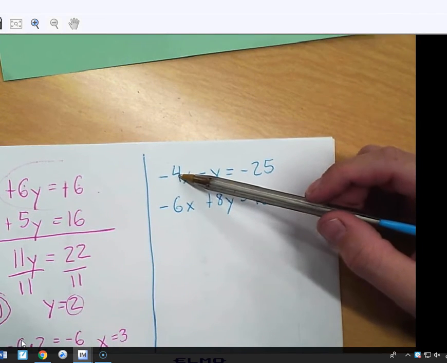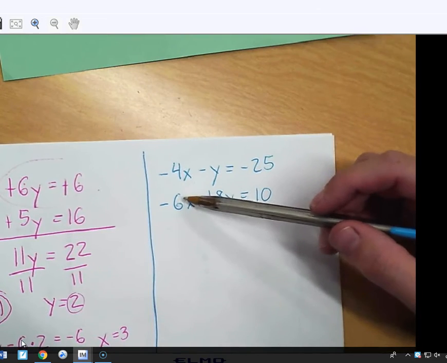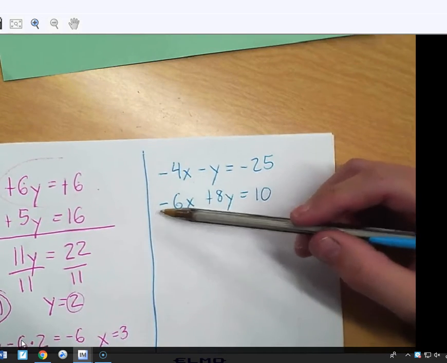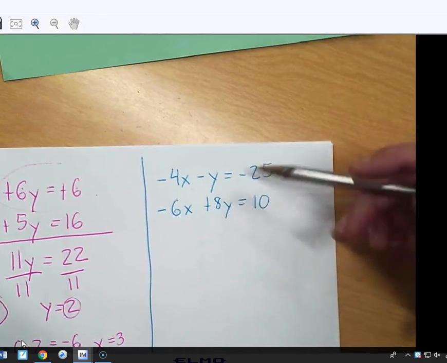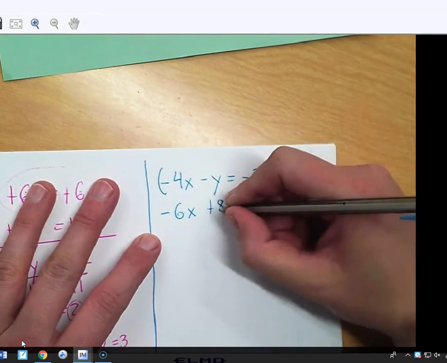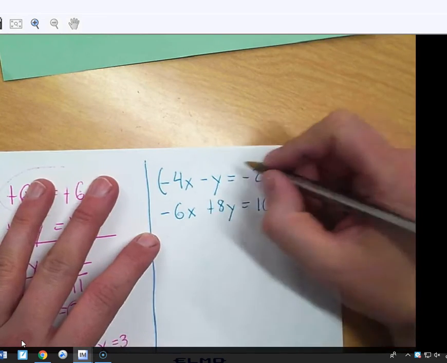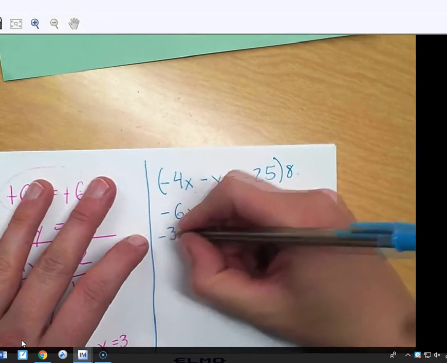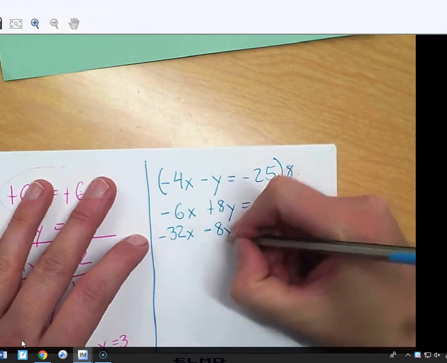There's not a really pretty number that 4 times something equals 6. So I could times this by 6 and this by 4, and that would make those both 24. But this is a 1 and this is an 8. So if I just times this by 8, 1 times 8 will make 8. It's already negative. That one's positive. It'll do the trick. 8 times negative 4 is negative 32x. 8 times negative 1 is minus 8y.